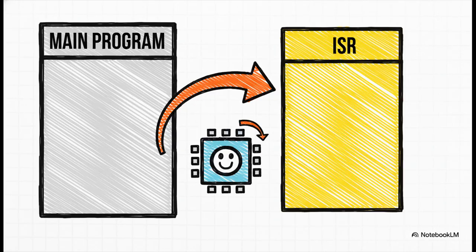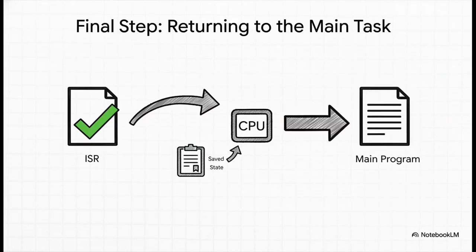Next, with its place safely bookmarked, the CPU jumps to the memory address where that special interrupt service routine is waiting. It's no longer looking at the main recipe, it's now executing that mini recipe for handling the timer. And once the ISR is finished, the CPU runs a special return command. This reloads that saved address right back into the program counter. And just like that, our chef picks up the cookbook, finds the bookmark, and resumes the main recipe seamlessly as if they were never disturbed.